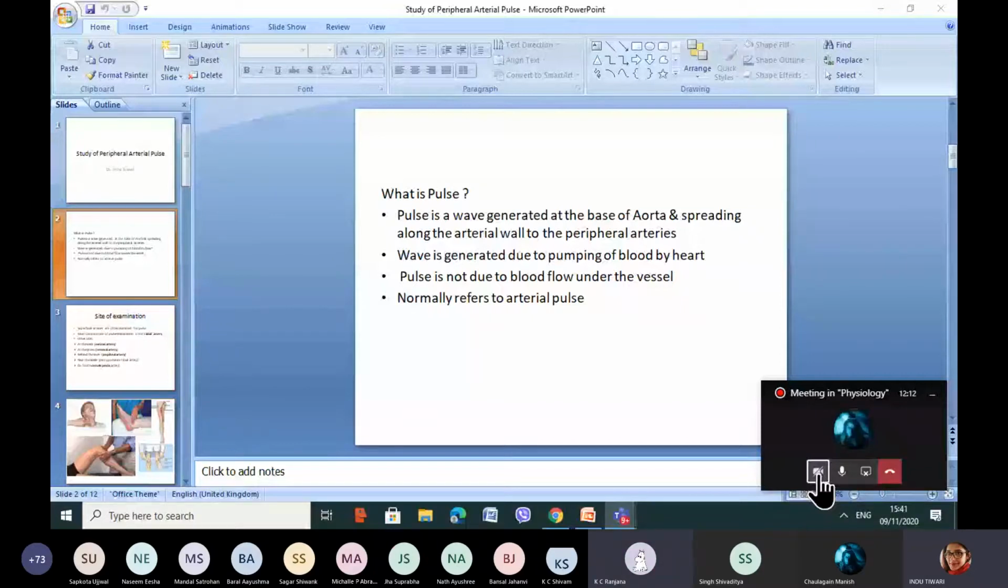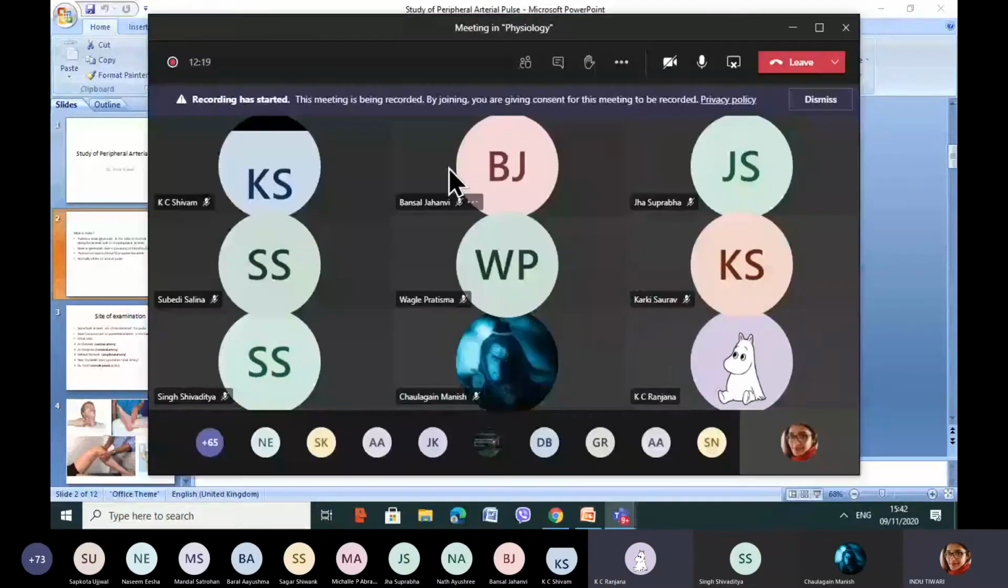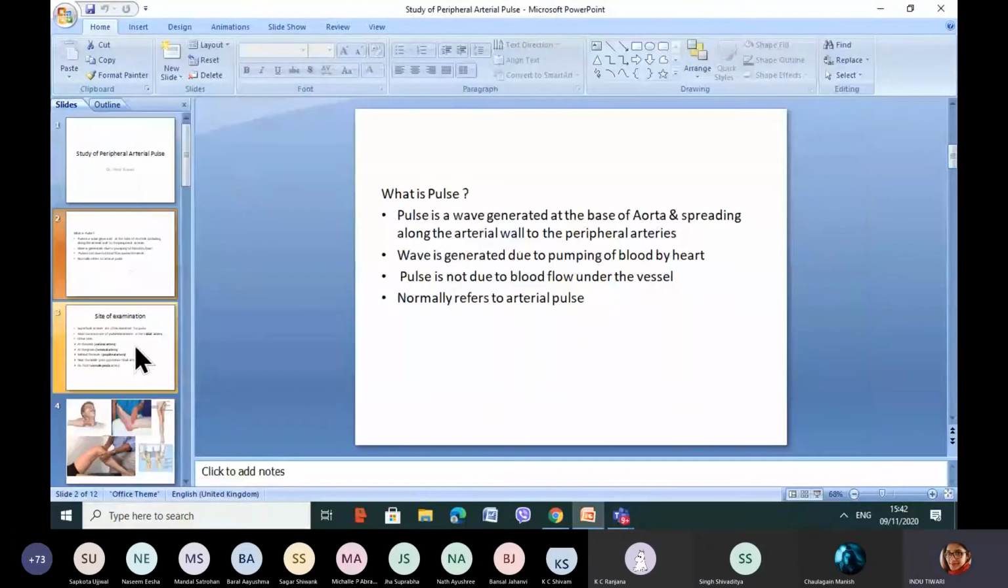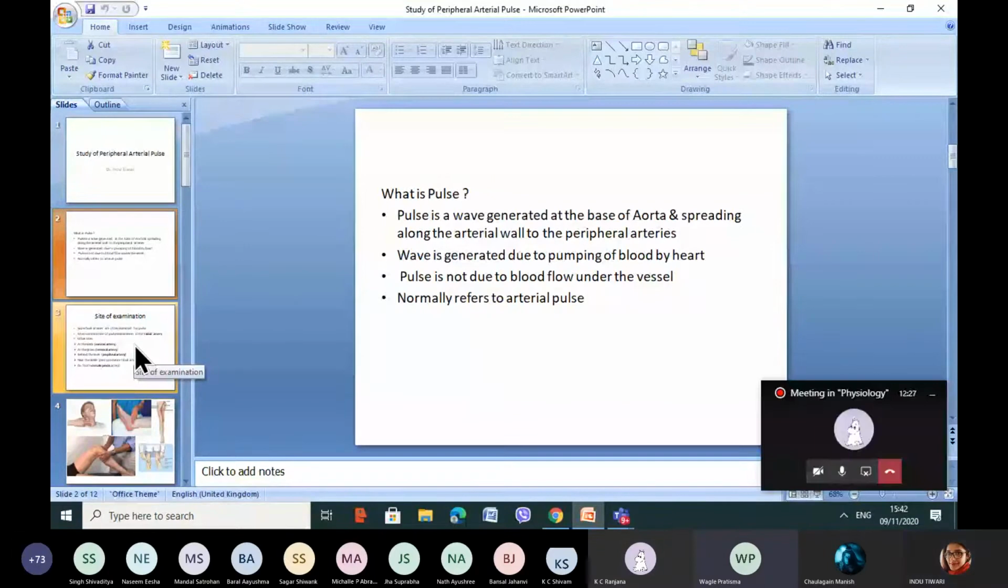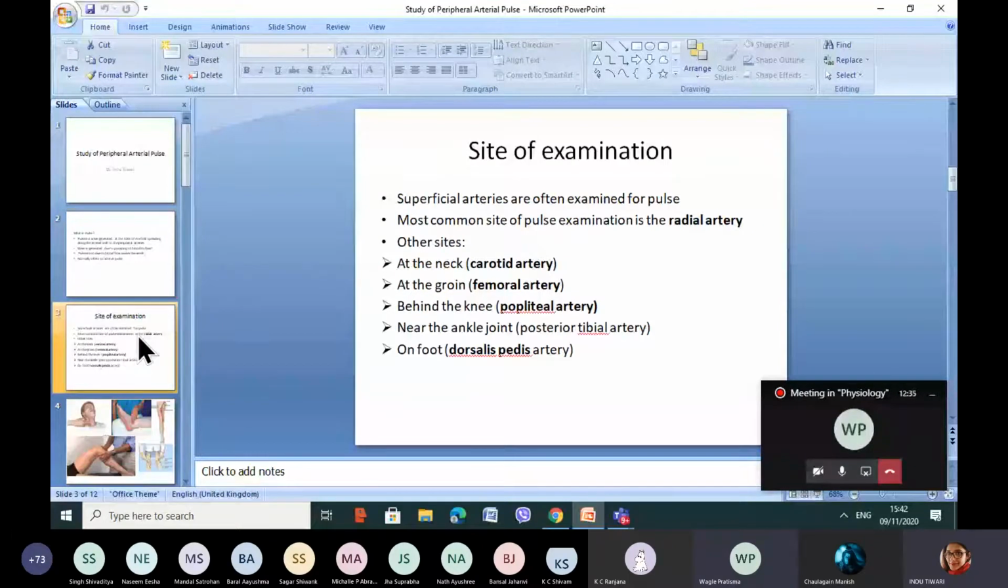What are the various sites of examination? Pratisma, what are the more common sites where you can examine the pulse? Ma'am, the most common is the radial artery in the wrist. Along with that, there is the carotid artery at the neck, femoral artery at the groin or inguinal part, popliteal artery behind the knee, posterior tibial artery near the ankle joint, and dorsalis pedis artery on the foot.